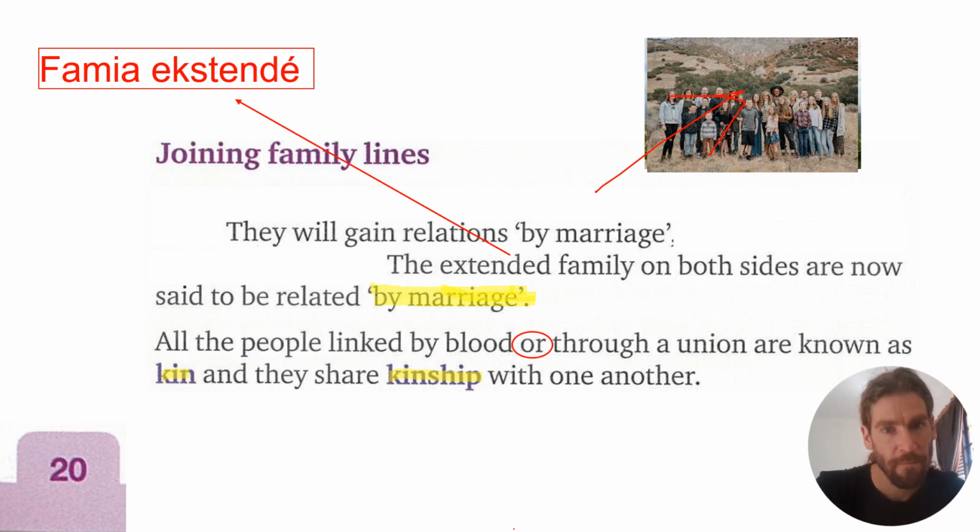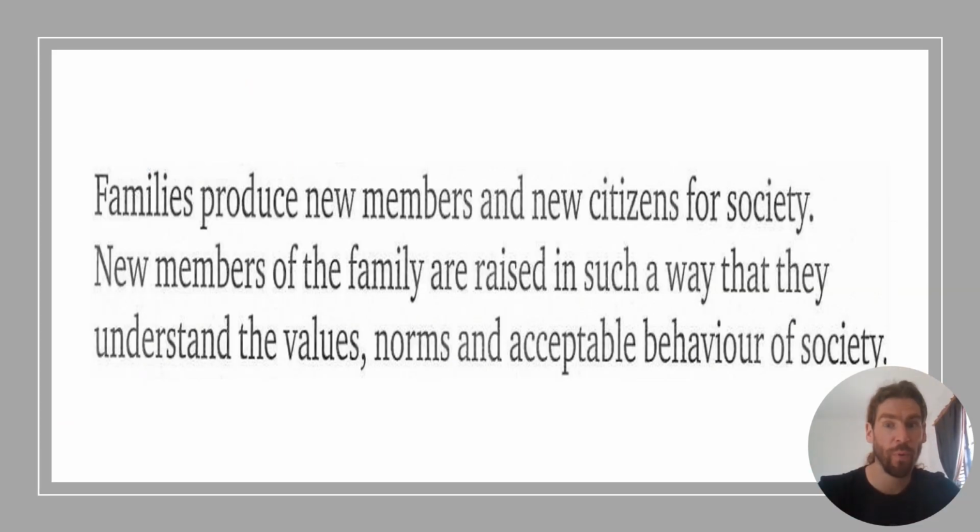The family that we've now explained further now plays a really important part in society. So the family by union, such as marriage, is a very important part of society. So families produce new members and new citizens for society. New members of the family are raised in such a way that they understand the values and norms, and acceptable behavior of society.